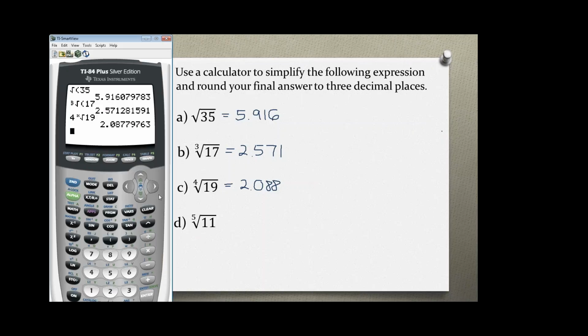Need the calculator one more time. So now we have the 5th root. Remember, the index goes first, and then math number 5, and plug in what's your 5th root, 11. So enter, 1.615. Because our 4th digit is a 3, which is below 5, so our answer is 1.615.